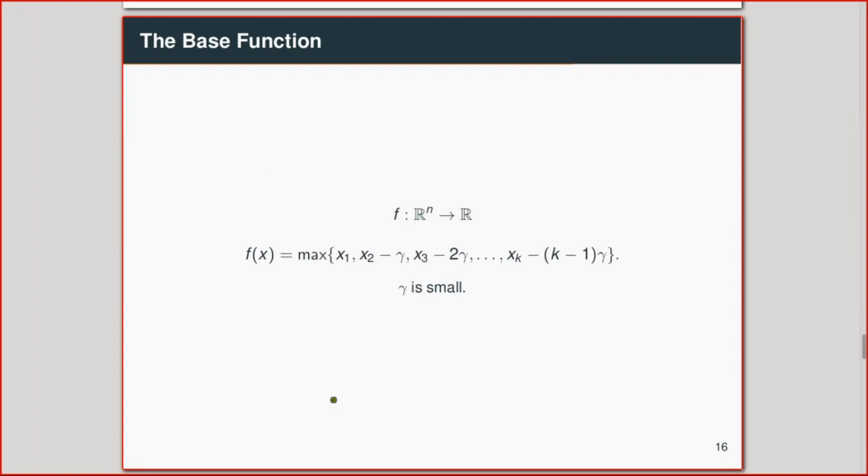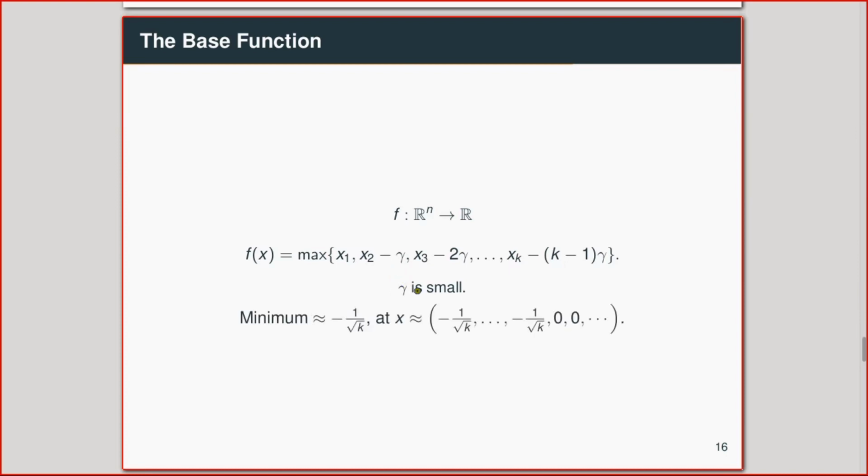And the base function might seem a bit weird at first. So if you can see, the function takes in an n tuple. So it's in n dimensions, the function. But it's only returning the maximum among the first k dimensions, x1 till xk. We actually don't care about the remaining dimensions. And the first dimension has a slight advantage above the second dimension, because this is x1, this is x2 minus gamma. So x2 has to be at least gamma more than x1 in order to be the maximum. So x1 has an advantage in being the maximum here, and so on. The advantage goes through all the coordinates. And we'll think that gamma is small, so it's not much of an advantage.